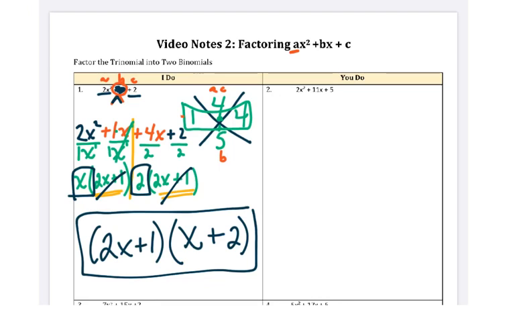So try the same thing with number 2. We start by doing the x puzzle, and then split the middle. So change that middle into those two factors from your puzzle and then factor by grouping. So go ahead and try number 2.